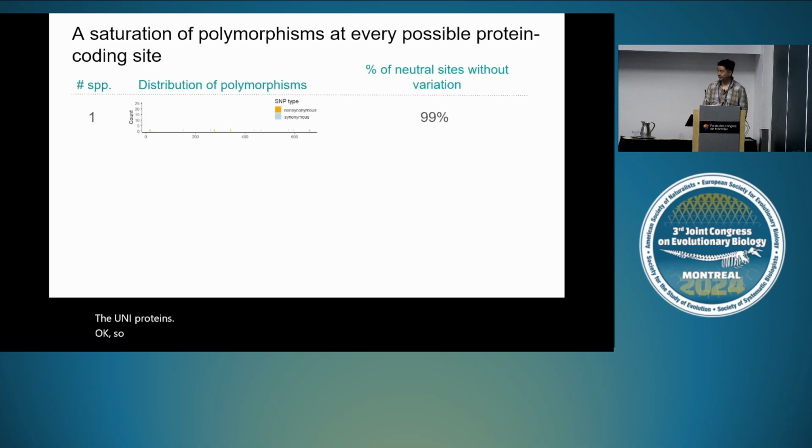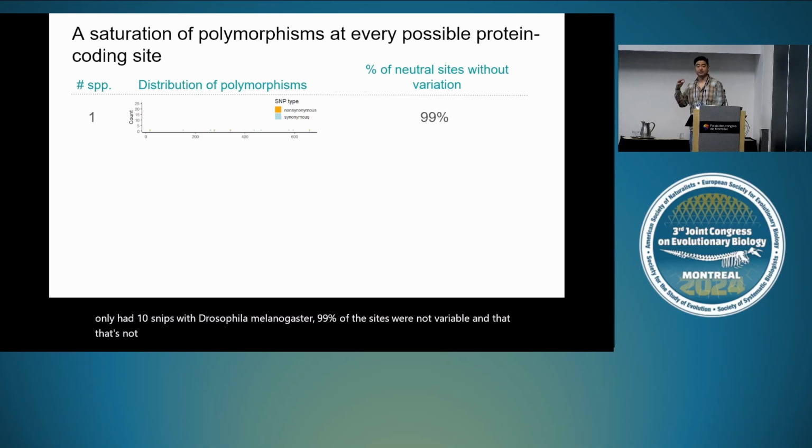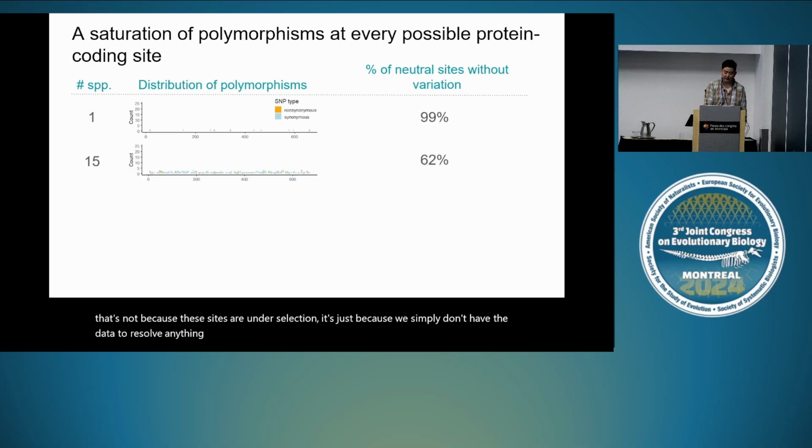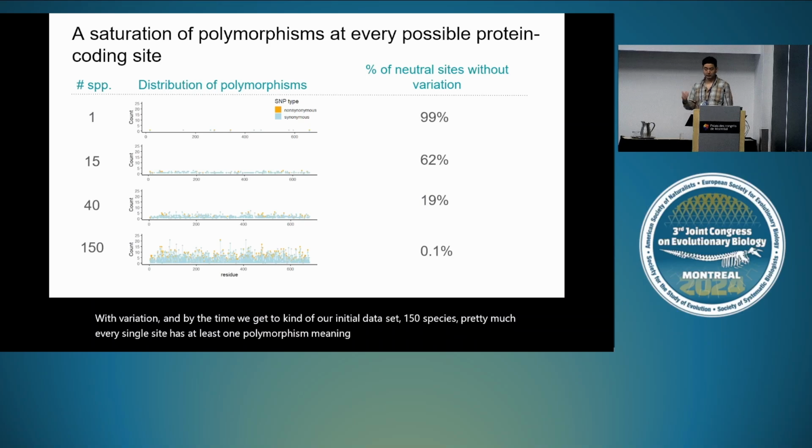Okay, so when we have that amount of data, this is the same protein from before. We only had 10 SNPs with Drosophila melanogaster. 99% of the sites were not variable. And that's not because these sites are under selection, it's just because we simply don't have the data to resolve anything. And so as we increase the number of species, we can slowly see that we start to fill up every single possible site with variation, and by the time we get to our initial data set, 150 species, pretty much every single site has at least one polymorphism, meaning that we're able to apply some of the methods I talked about before, but at a resolution that is much, much, much better than standard single species population genetics.